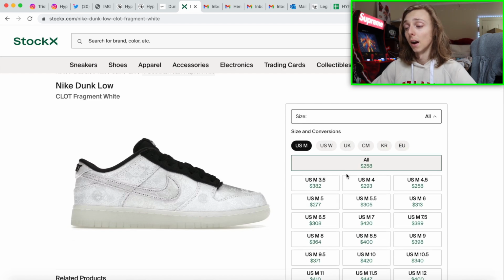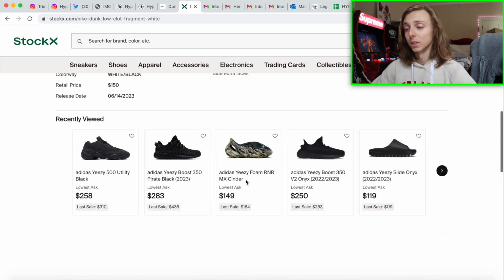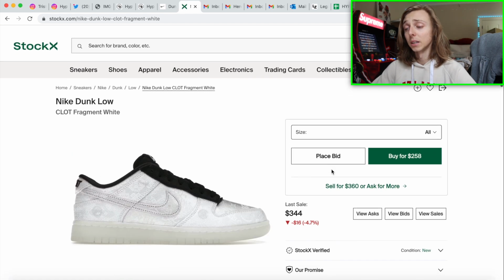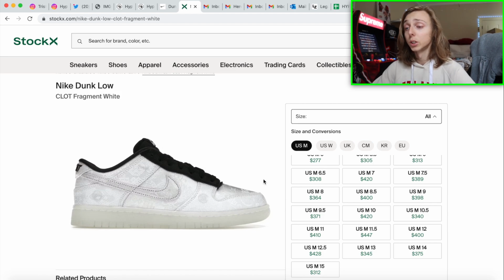There's also been a good amount of sales on these, I want to say. Let me check, yeah, 400 sales already before the main release. So at these prices, that's pretty good. So yeah, there are still some people that want them.